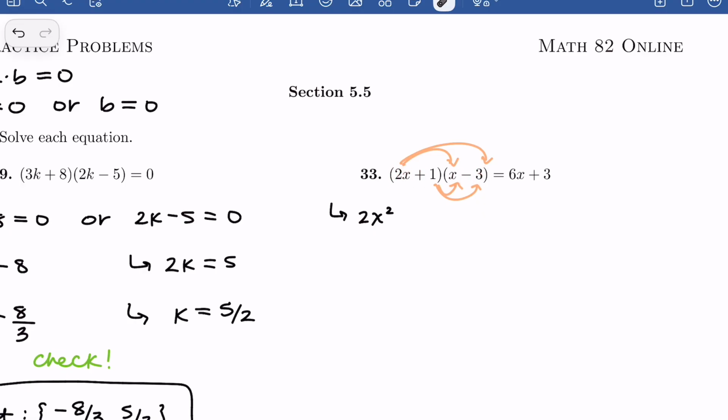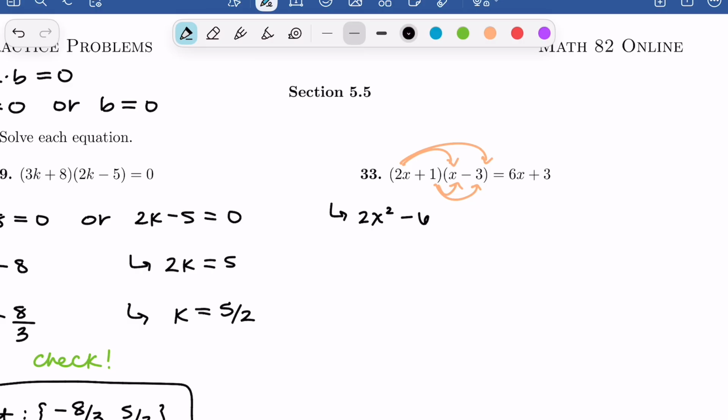2x is going to multiply -3, so that's going to give me a -6x. Then I'm going to have positive x and then -3. So plus x minus 3. Then on the right-hand side, I have 6x plus 3. So now, like I said, we want to simplify by combining like terms.